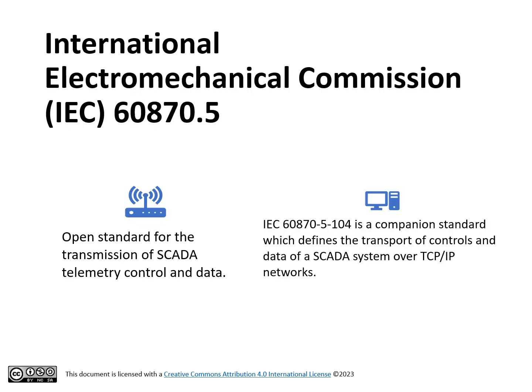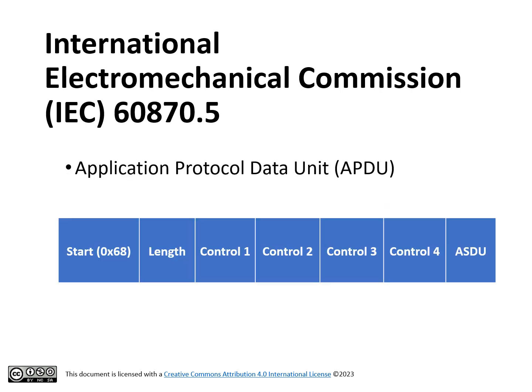The IEC 60870-5 is an open standard for the transmission of SCADA telemetry control and data. Of particular interest in this module is the IEC 60870-5-104, a companion standard which defines the transport controls and data of the SCADA system over TCP/IP networks. A portion of the generic protocol frame structure of the IEC 60870-5-104 companion standard, named the Application Protocol Data Unit, APDU, is shown in the figure below.